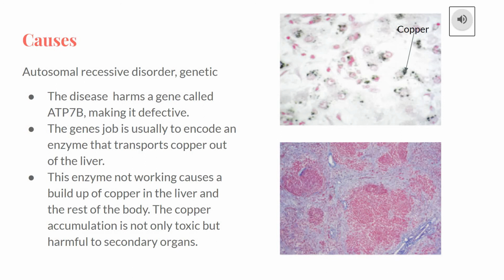In the top right, you can see that the green staining is copper in the liver. And in the bottom right, you can see some of the really pale areas. That's the necrosis that's happening in the liver.